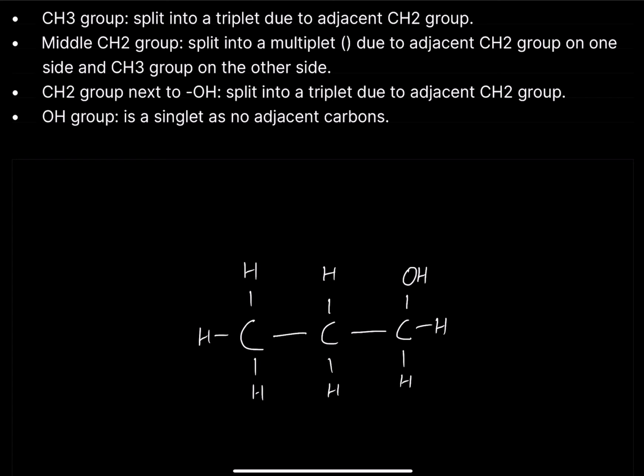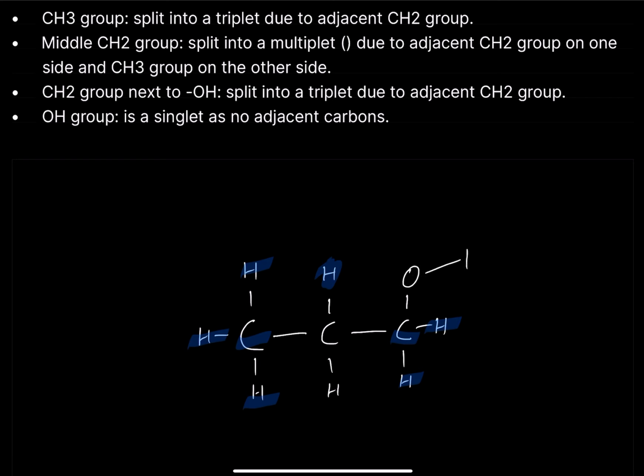The reason why this hydrogen here is adjacent to 2 carbons, right? It's adjacent to this carbon here, and it's adjacent to this carbon here. There are 3 hydrogens bonded to this carbon here, and there are 2 hydrogens bonded to this carbon here. We don't include this one because that's bonded to the oxygen.